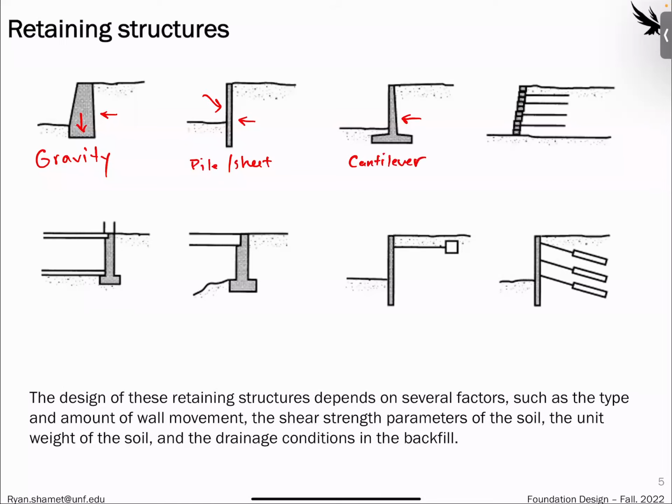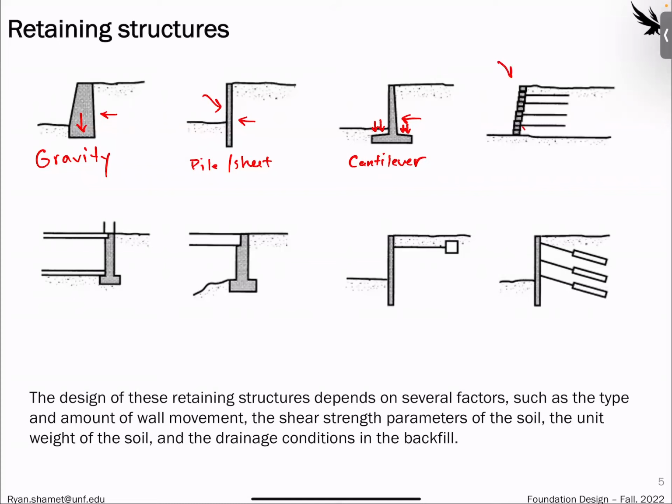Other types that we have, this is called a cantilever. This is a really popular type because it's like a gravity wall, but we save a lot of material. So for this type of wall, we actually use the weight of soil acting on these little T shapes to withstand overturning. So you actually use the weight of that.